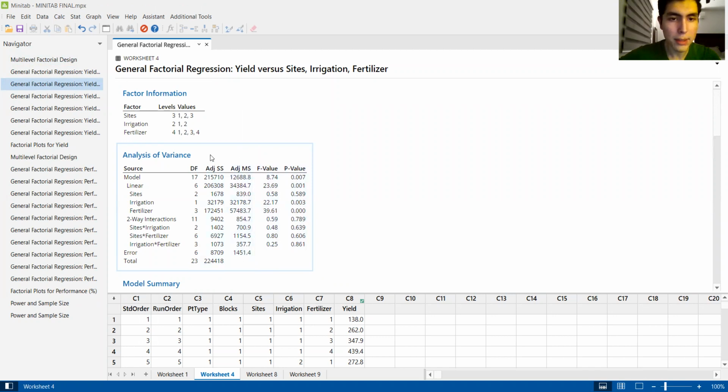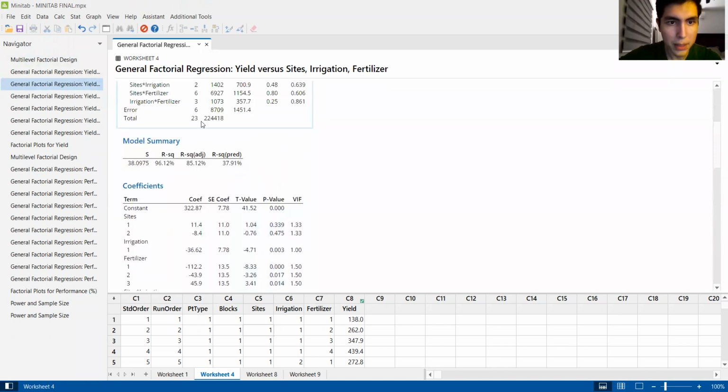Based on this ANOVA and on the p-value, we can take the decision of which factors are significant or not here, because if the p-value is less than the level of significance 0.05, this is an indicator that this factor is significant. So the ones that are less than the level of significance here are factor irrigation and fertilizer only.